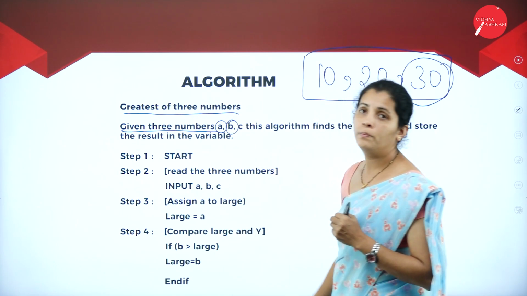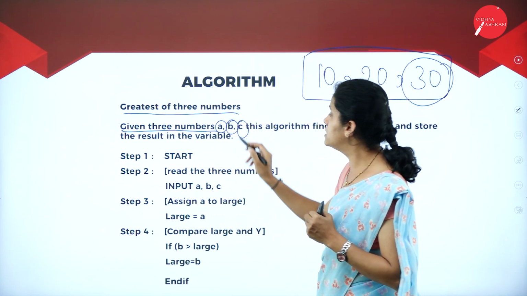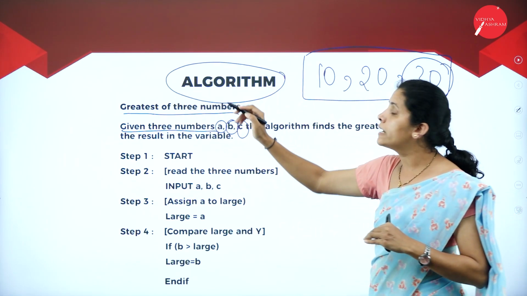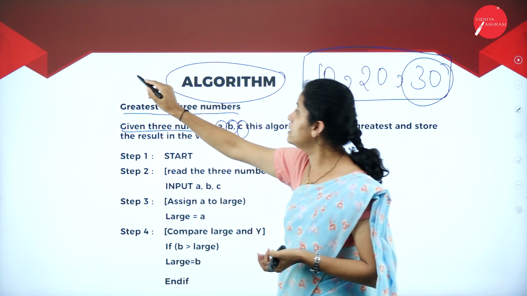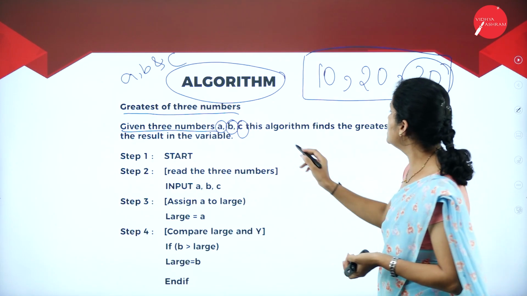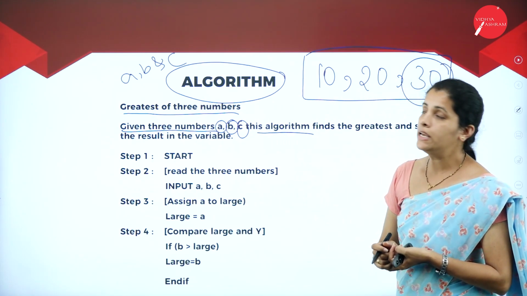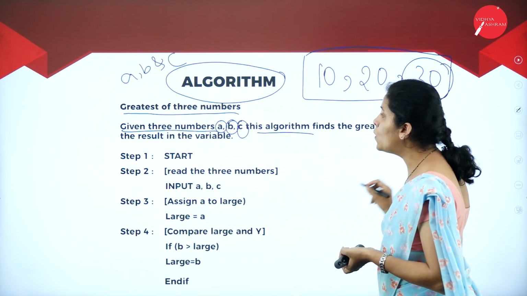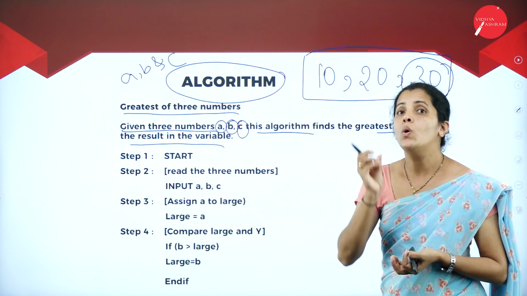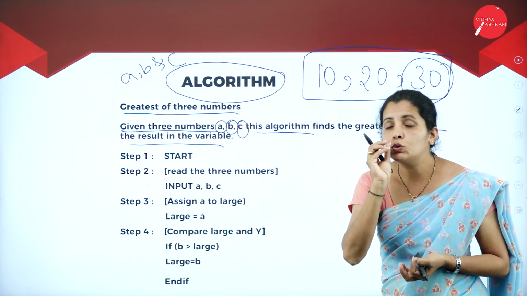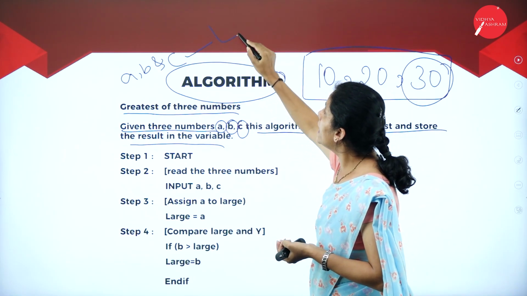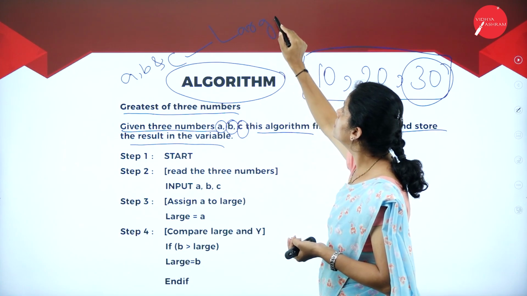Then I'm going to have B. Then I'm going to have C. So what are the inputs for this algorithm? That is greatest of 3 numbers, that is A, B and C. This algorithm is used to find the greatest and store the result in a variable. That means I'm going to hold one temporary variable to store the value. Along with that, I'm going to have another variable called large.